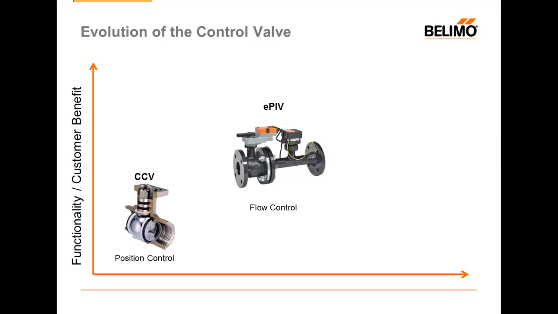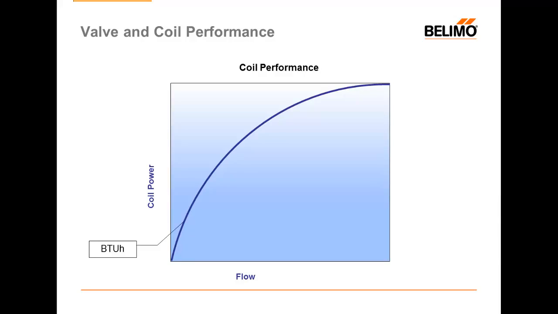Let's take a look at some of the advantages of using flow control. First, let's start with examining how coils work. You'll notice that this coil curve that is being displayed here shows us flow on the x-axis and coil power on the y-axis, and that it has a somewhat bowed shape to it. It is not linear in nature, and therefore it is a difficult shape to control.